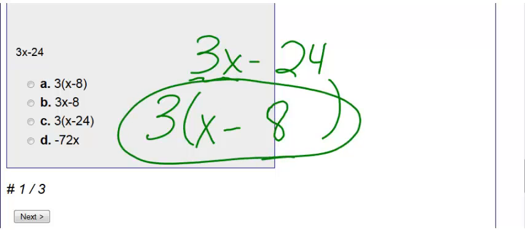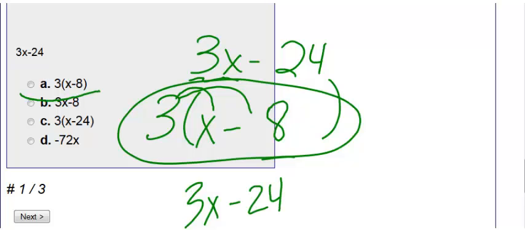You can always work these backwards. You can double check your answer by distributing. 3 times x is 3x. 3 times negative 8 is negative 24. So you can always double check your answers. We get the choice A.